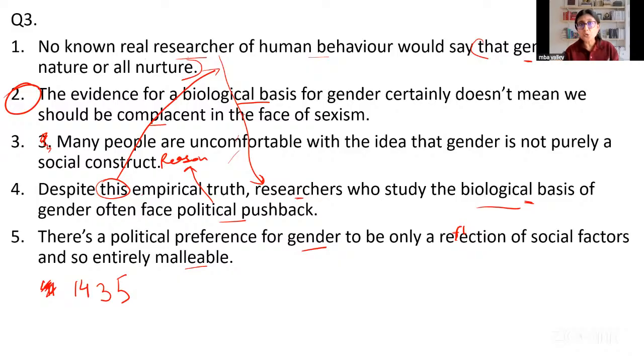This empirical truth, वो truth क्या है, वो sentence 1 में दिया है, that gender is all nature or all nurture. Sentence number 3, 4 पे elaborate कर रहा है, reason out कर रहा है कि pushback क्यों मिलता है researchers को, right? और sentence number 5 उसी बात को और elaborate कर रहा है कि political preferences क्या है. And hence, the coherent paragraph would be 1, 4, 3, 5.